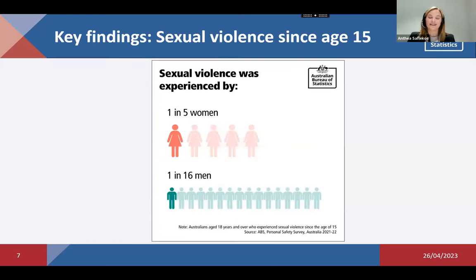However, when we go to the next slide, we see a very different picture. So 1 in 5 women have experienced sexual violence since the age of 15. That's about 22% of women. And 1 in 16 men have experienced sexual violence. That's about 6% of men.